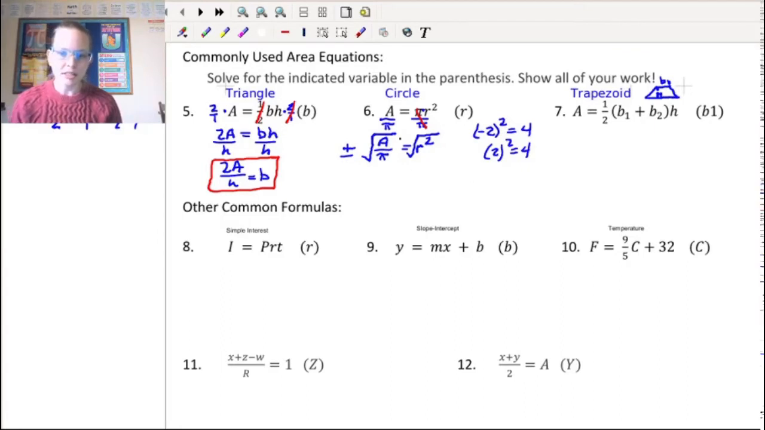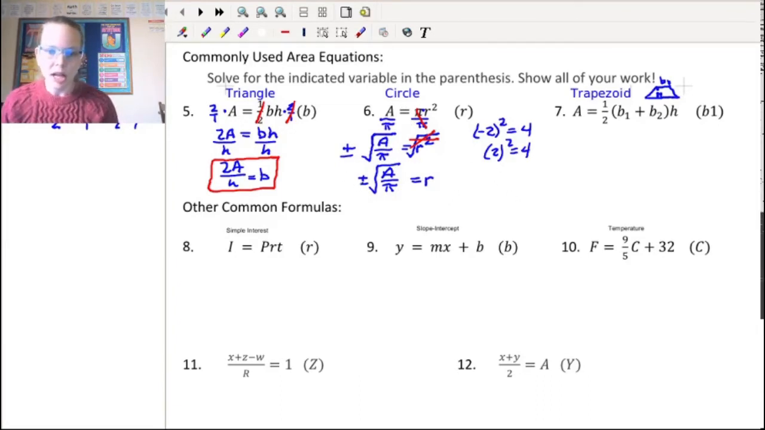So in this case, square root cancels the squared, and I'm left with plus or minus square root of a over pi equals r. Now in this case, because r is the radius of my circle and I'm never going to have a negative radius, I'm actually going to eliminate the negative option. I really only care about the positive option because my radius is going to be positive.